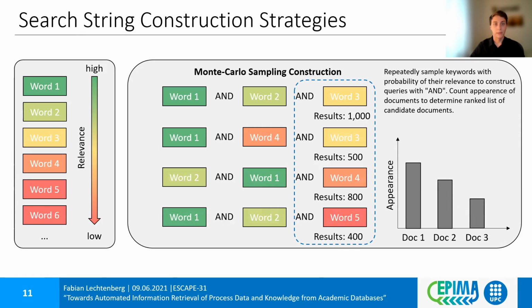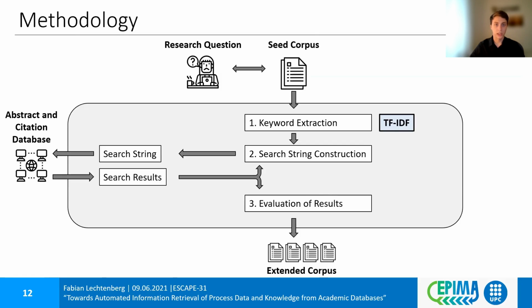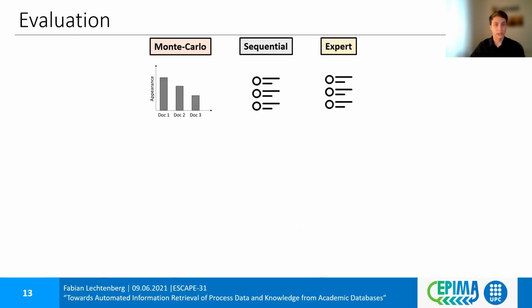The main advantage of this approach is that no trial and error procedure is necessary, and human expert knowledge and the possible bias introduced by it is avoided. So, for the search string construction, we have used and compared the three presented strategies. The results of the three strategies are different in the sense that the Monte Carlo method directly yields a ranked list of candidate documents thanks to the appearance frequency. The sequential and expert lists could be ranked through other metadata, such as number of citations, publication date, or others.